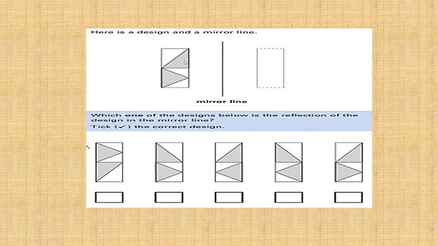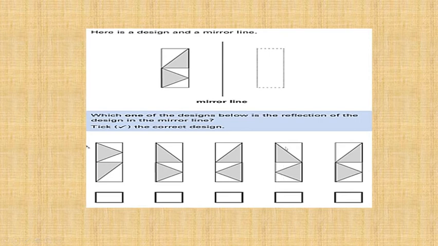So let's go for this next question. Here it's a design and a mirror line. This is the design and this is the mirror line. Here, which one of the designs below is the reflection of the design in the mirror line? So first, you can use your imagination to solve that. And this triangle, it's just flipped in the other side, and this triangle is flipped in the other side. So this is not flipped, this is not flipped, this is not flipped.